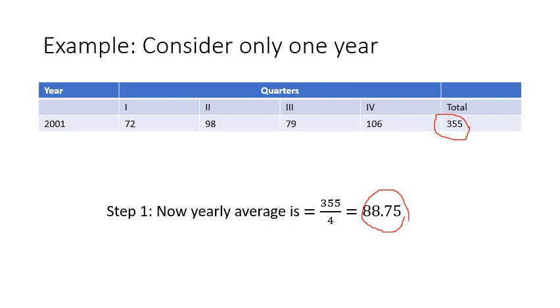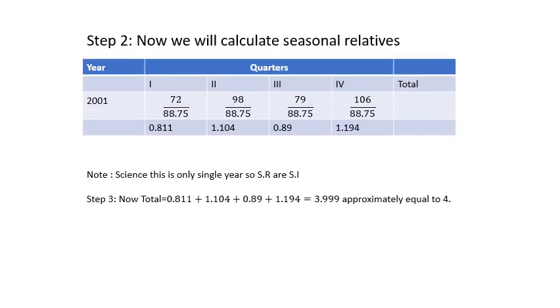Now what we will do, we divide this whole row by this average. Okay, in the next slide, you can see that this is step one. This is step one. Step two. Now we calculate the seasonal relatives by dividing the original data by the yearly average.